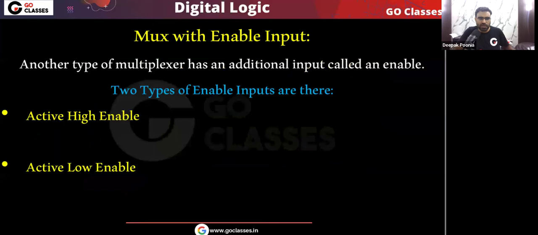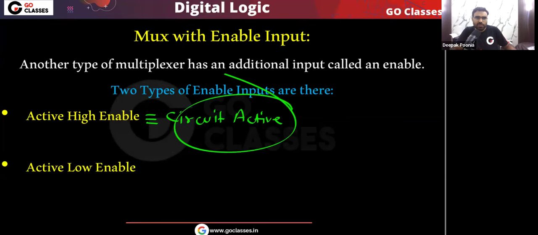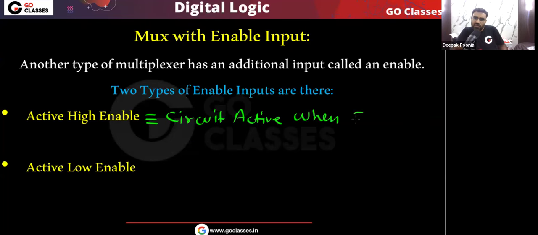Let me tell you, there are two types of enable inputs. One is active high enable, another is active low enable. What is active high enable? The name itself tells you that the circuit will be active, will behave normally, if your enable is high. So the multiplexer will be active when enable is high, when enable is 1.